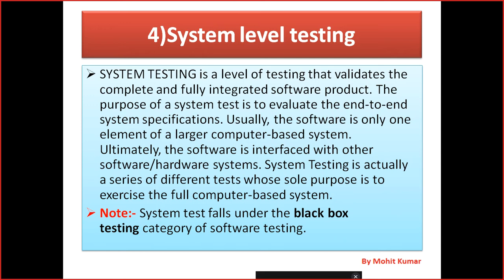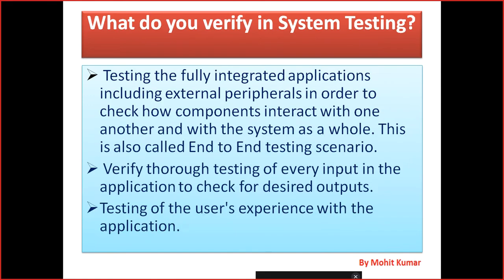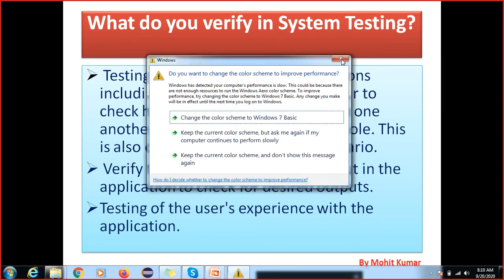That's why it is called end-to-end testing. Everything we test in our application, and we can provide different stuff while testing this. And system testing falls under black box testing only. Okay, so what do you verify inside the system testing?